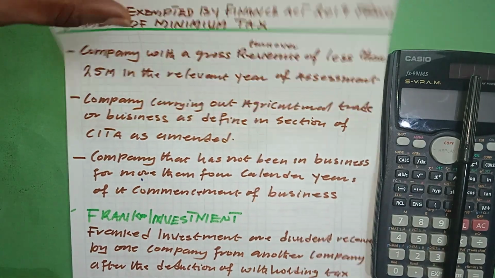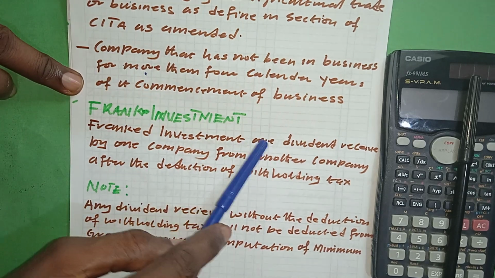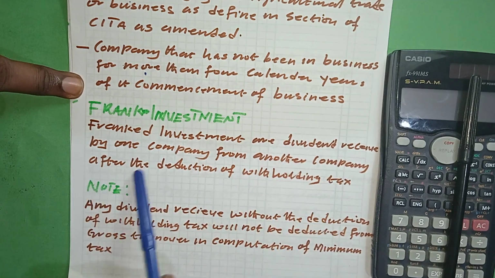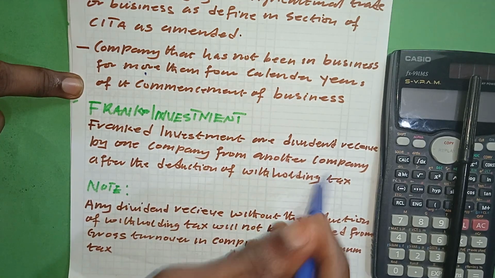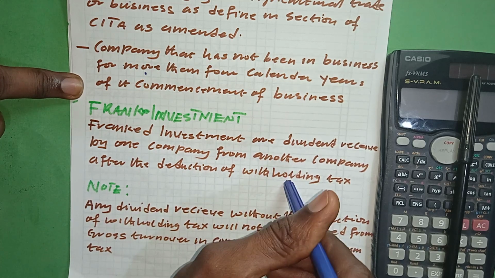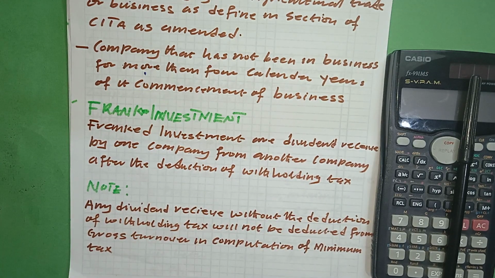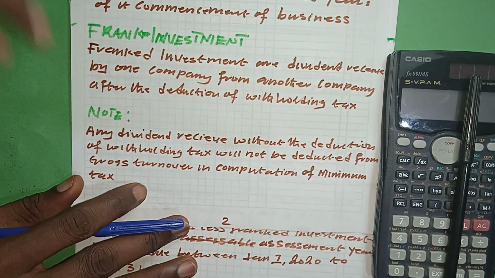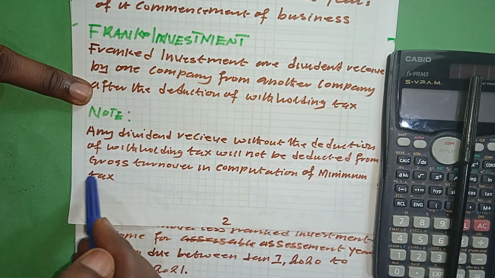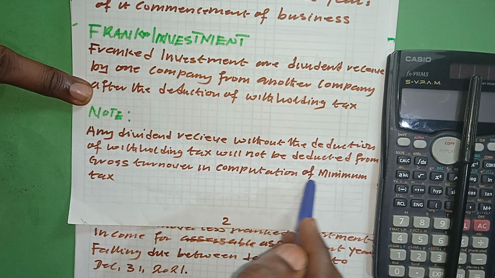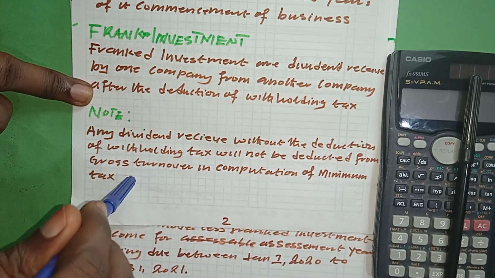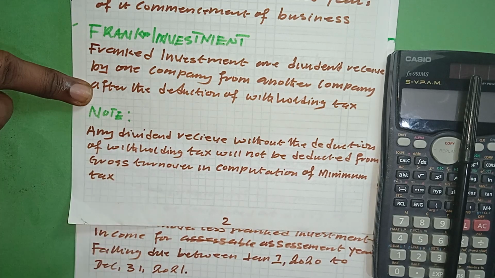So that is that. Let's look at franked investment that I earlier mentioned. Franked investments are dividends received by one company from another company after the deduction of withholding tax. Dividends received from one company by another company after deduction of withholding tax. That is your franked investment. Now note, any dividend received without deduction of withholding tax will not be deducted from the gross turnover in computation of minimum tax. If withholding tax was not deducted, you cannot deduct it in computation of your minimum tax. Just take note of that.